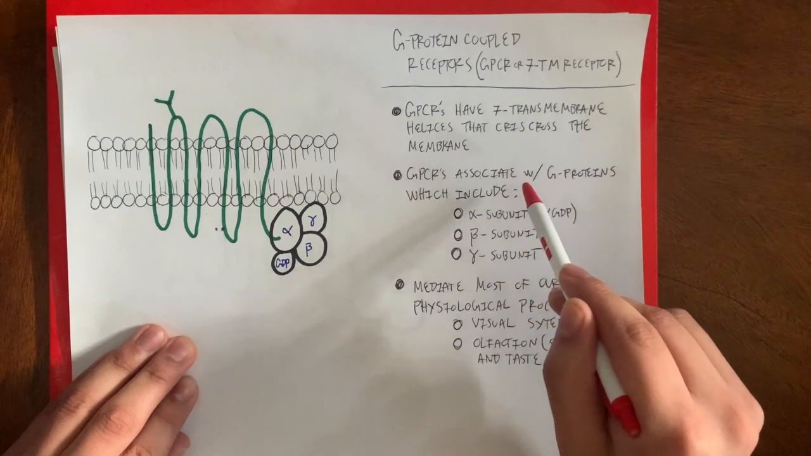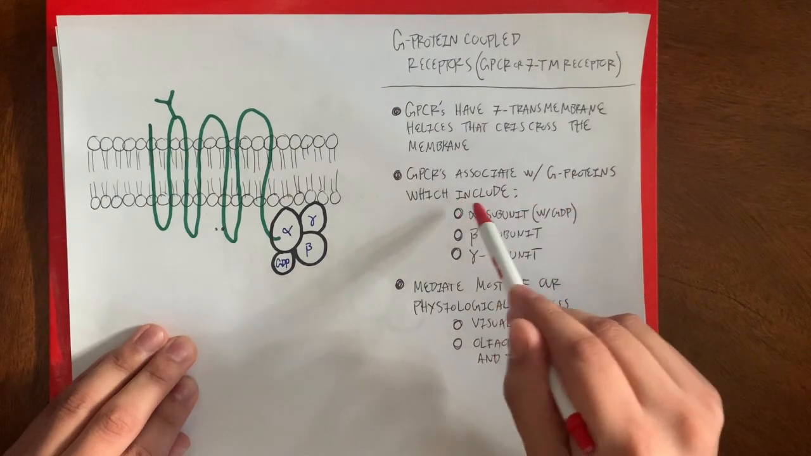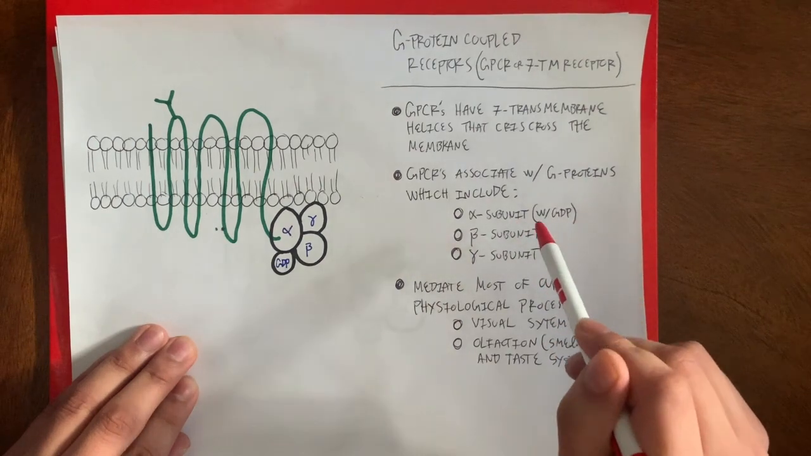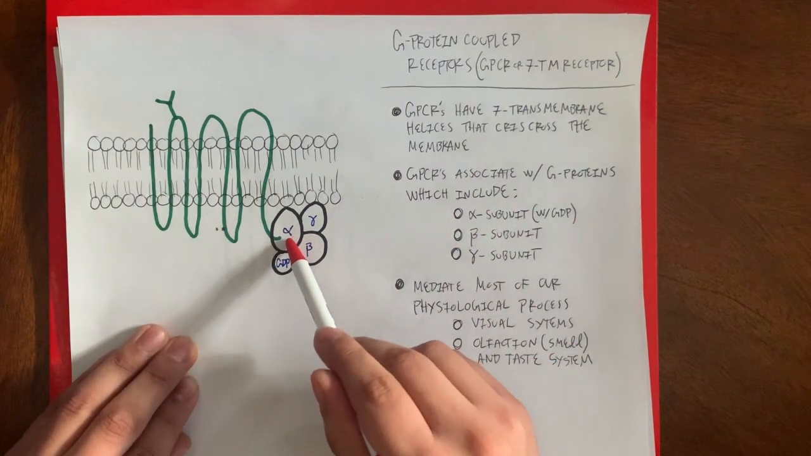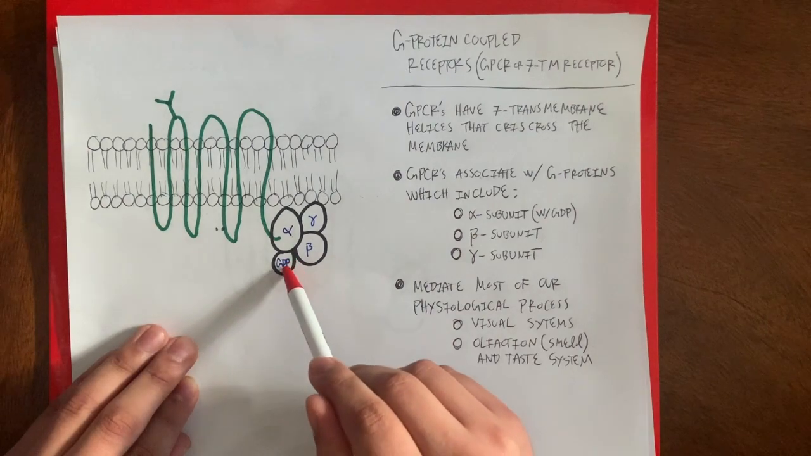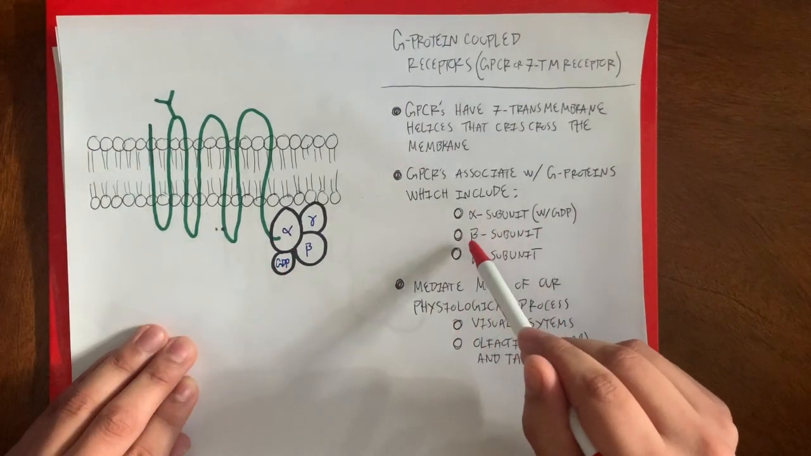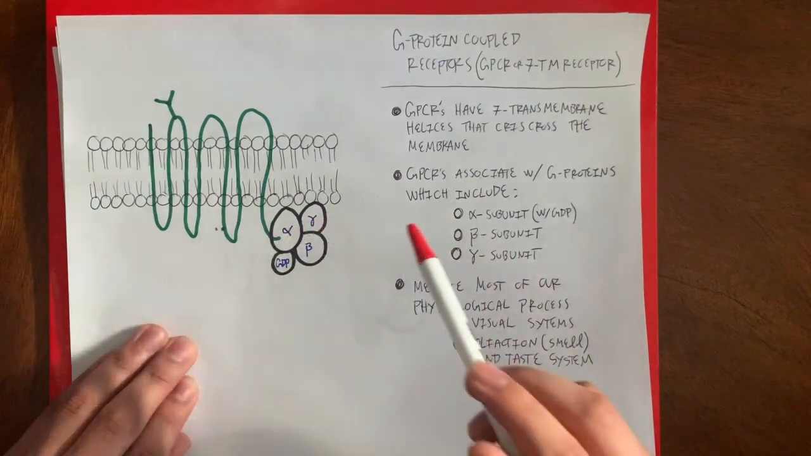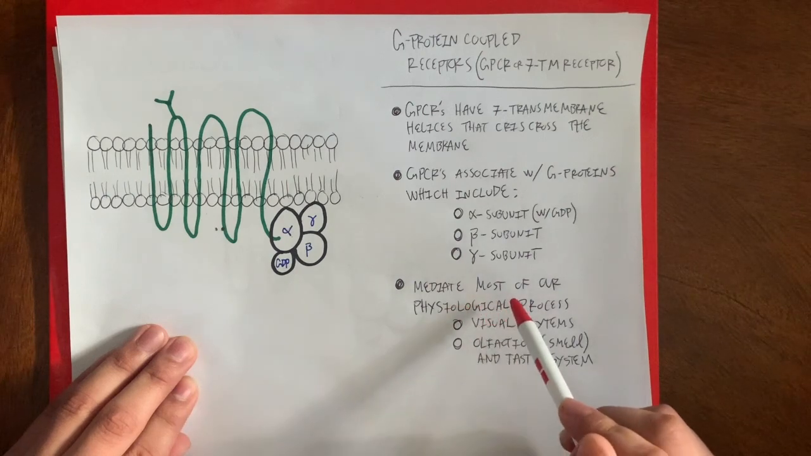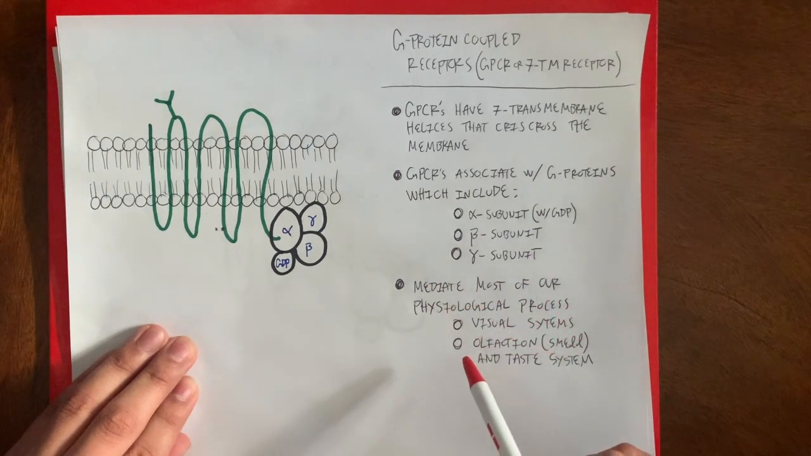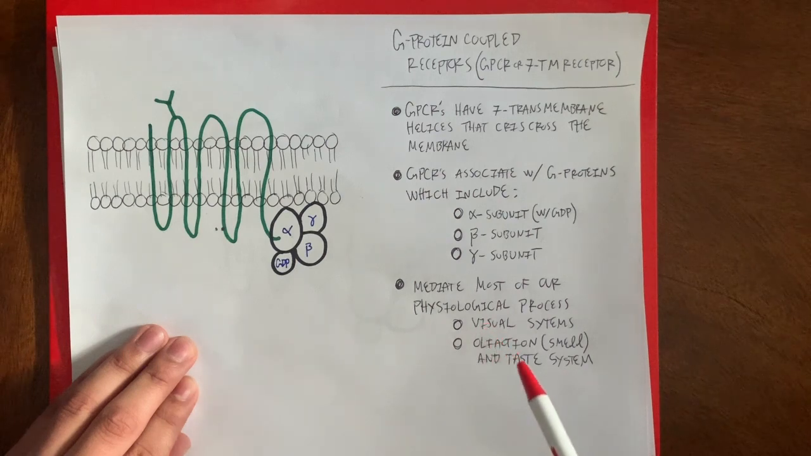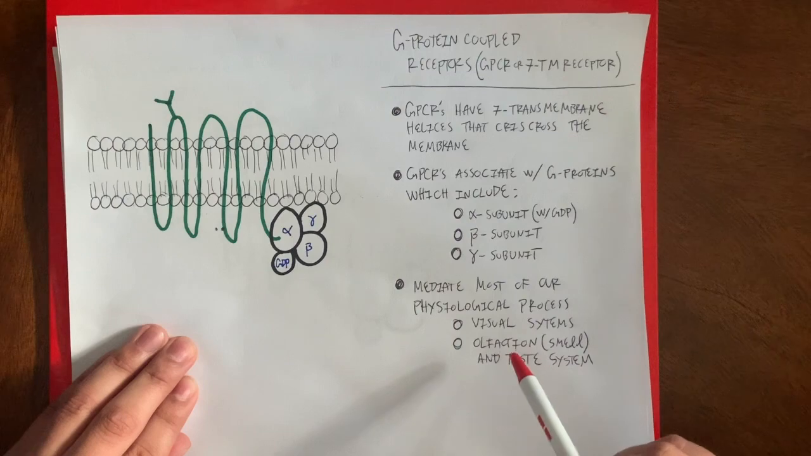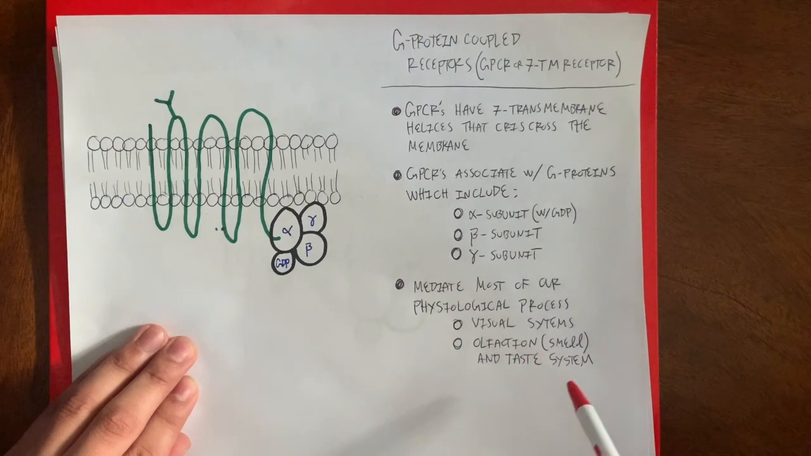GPCRs associate with G proteins, which include an alpha subunit, which is attached to the GDP, represented here. You have the alpha and the GDP, and you have a beta subunit and a gamma subunit. Together, these mediate most of our physiological processes. In this class, we learned the process of the visual system, which Markel and Sonia will go over, and the olfaction and taste systems, which Sharu and I will go over.